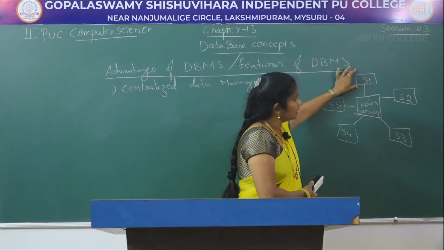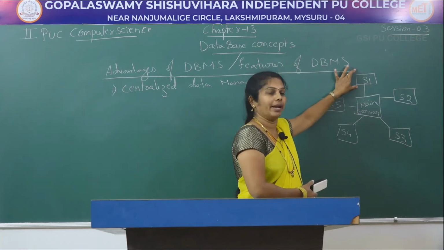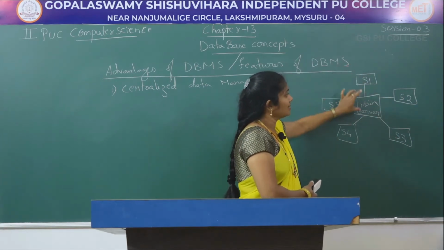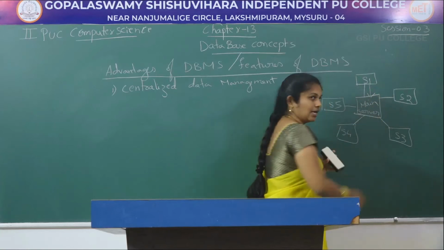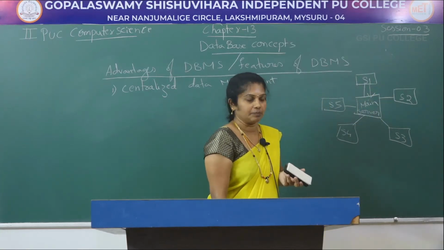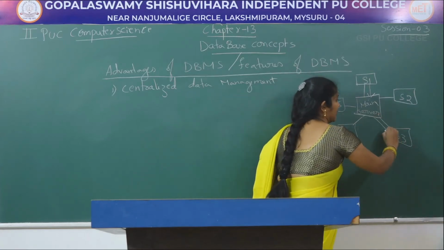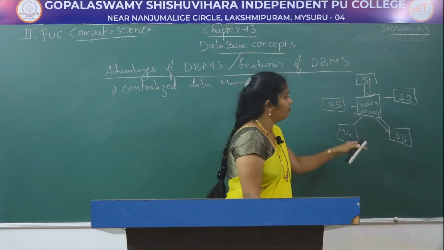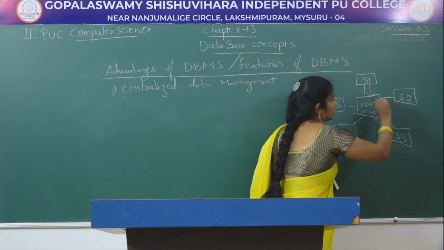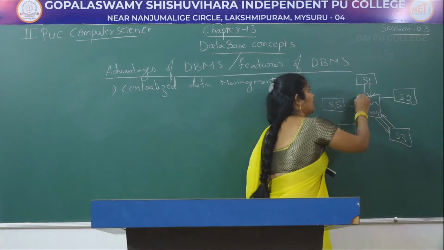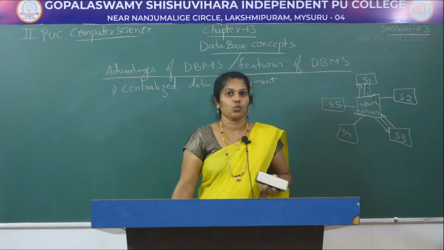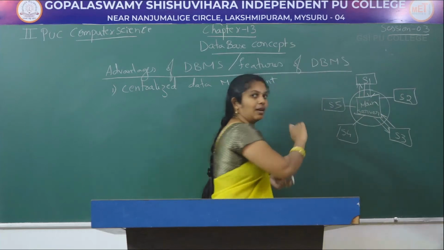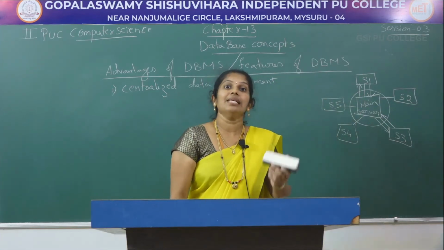For example, System 1 wants some data which is present in System 3. Then what it will do? System 1 sends the command to the main system, I want so and so information. Then from the main system, it will send the command to System 3, we want so and so data. Then from System 3, once again the information is transferred to main system. Then from main system, the information is transferred to System 1. It means that all the transaction takes place with the help of center system, main system.